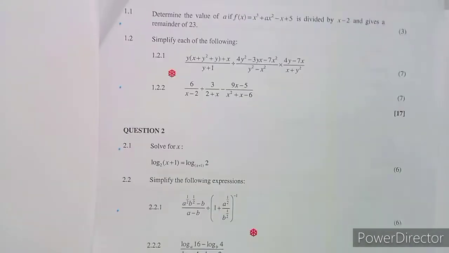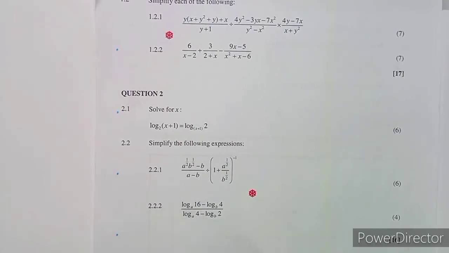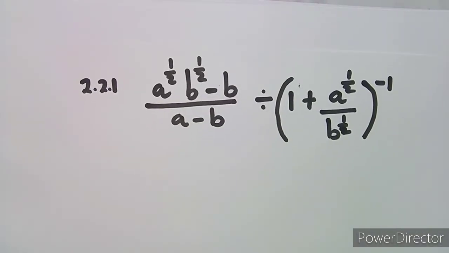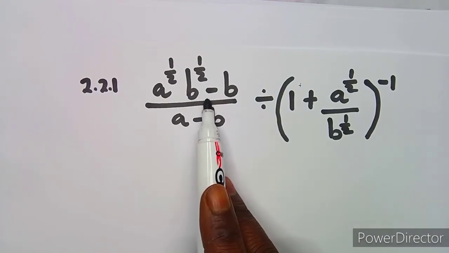All right, another part is to simplify the following expressions. So we've got 2.21, that is the expression that we were given. How can we go about it to simplify this type of expression? Let's check, guys, if there is anything common that we can simplify, because we have to factorize if possible.